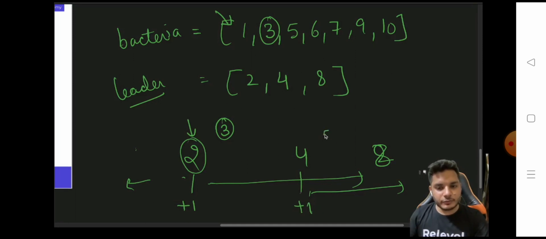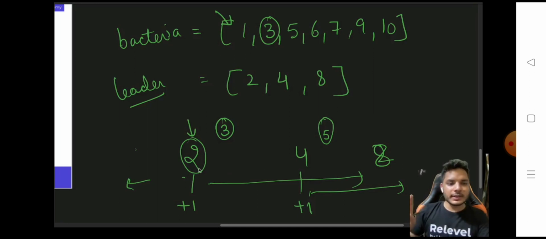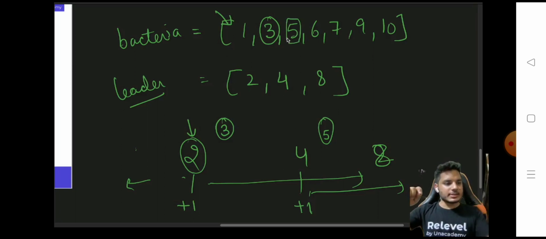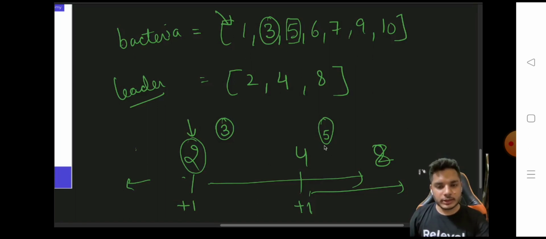Let's say we have 5, right? So 5 is coming between 4 and 8. Again, 2 cannot be the answer. Are you getting the point? The answer of any bacteria will lie between the leader which is just smaller and the leader which is just larger, right? So again, this will be added to the colony of 4. If we talk about 6, it will be added here. If we go to 8, it will be added here, and 9 will also get plus 1.